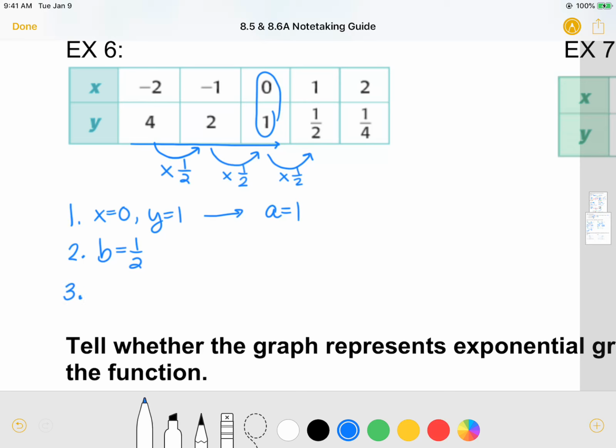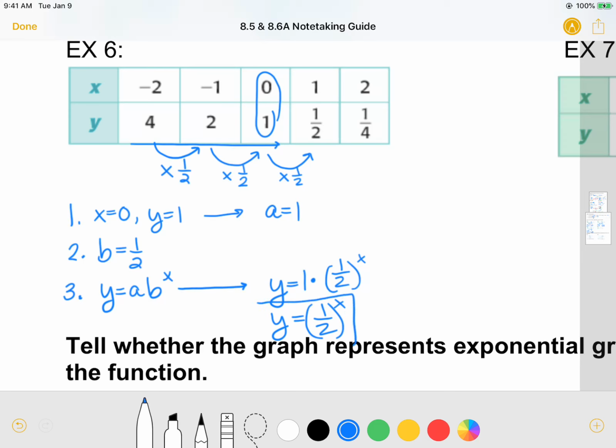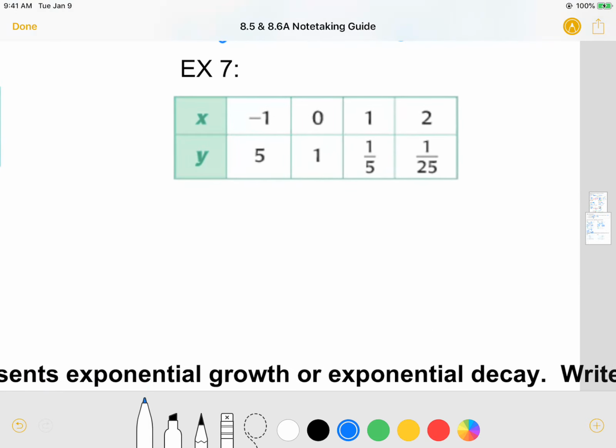And lastly here, third step, we want to plug a and b into our function. So then our rule is going to be y is equal to 1 times 1/2 to the x power. Okay? Now essentially we could just write y equals 1/2 to the x power, because when you multiply by 1, nothing really happens. Okay? All right, so let's look at lastly here example 7.